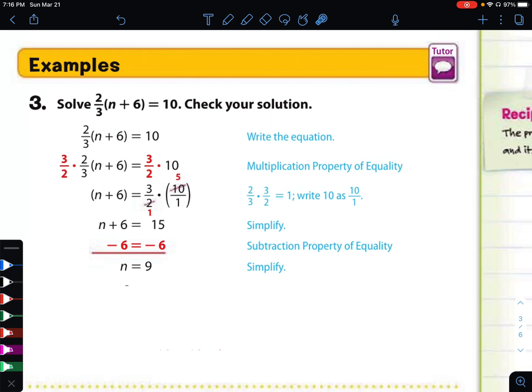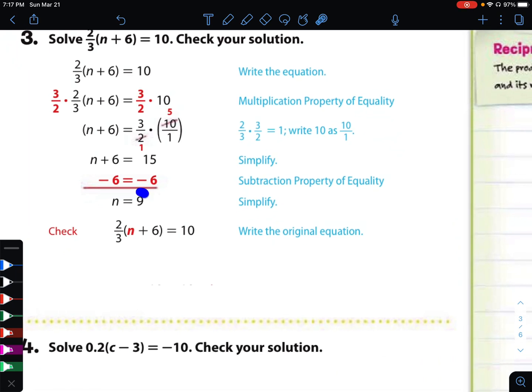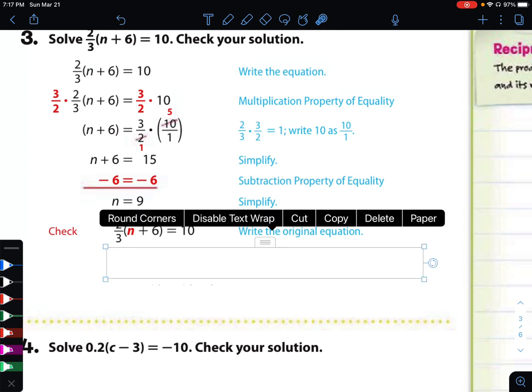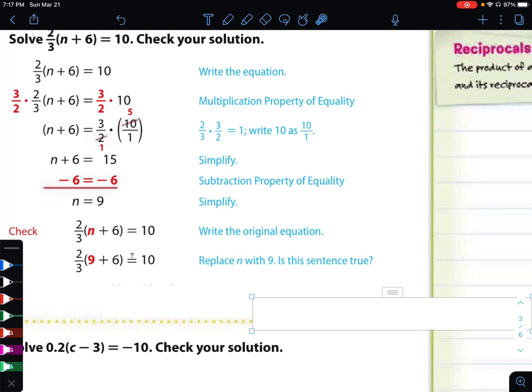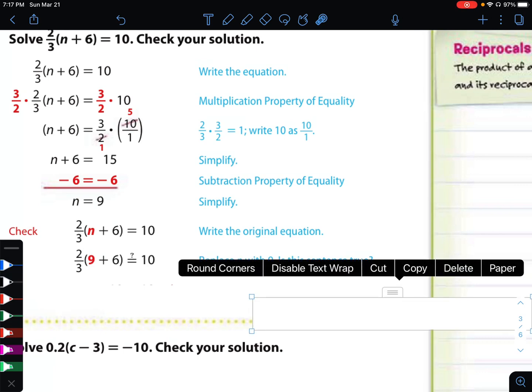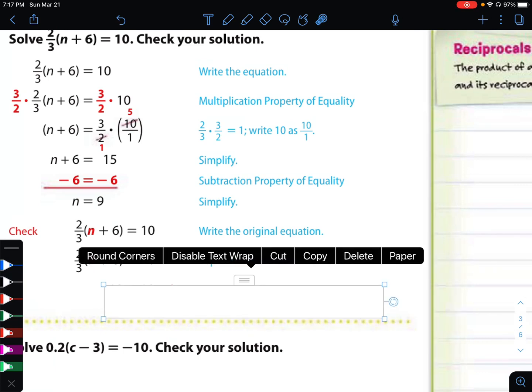Okay? So if we want to check if our solution is correct or not, we go to our check again. We simply substitute the value of n, which is 9, back into the equation. So this becomes 2/3 times the quantity 9 plus 6, is it equal to 10? We know that 9 plus 6 is 15, times 2/3. Oops, sorry. Let me get rid of that one. This is the one that we want.